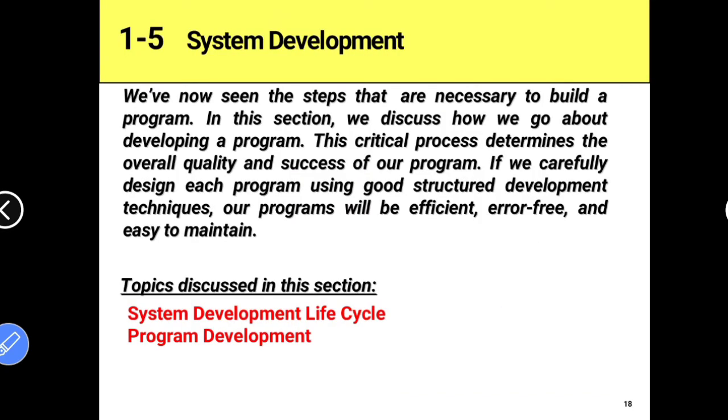So now come to system development. We have now seen the steps that are necessary to build a program. In this section, we discuss how we go about developing a program. This critical process determines the overall quality and success of our program. If we carefully design each program using good structured development techniques, our program will be efficient, error-free, and easy to maintain. Suppose you write a program for library management in C. Then the whole structure comes into the picture: how you make the library management, what different steps you take, and which design you choose. So the system development life cycle and program development come into the picture.